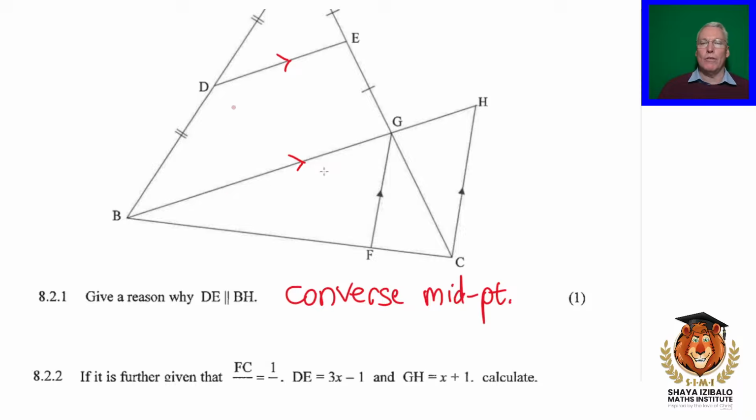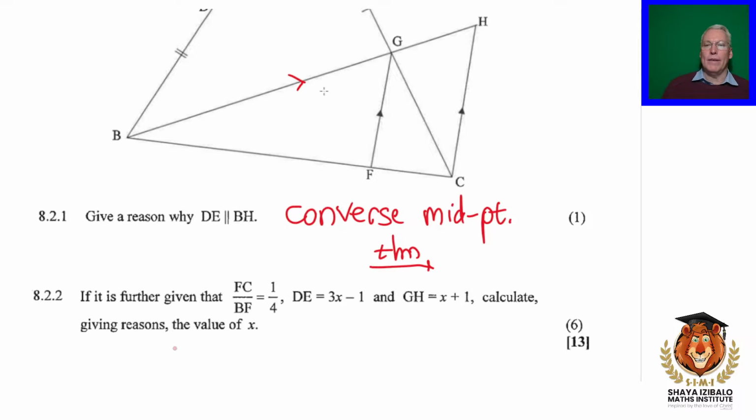The converse is if you join the midpoints of two sides of a triangle, that it's parallel to the third side. So this is the converse of the midpoint theorem. All right. Okay. Then it says, it's further given that BFC to BF is 1:4. So I'm going to call that little piece there P. I'm going to call this piece 4P just to communicate that ratio.